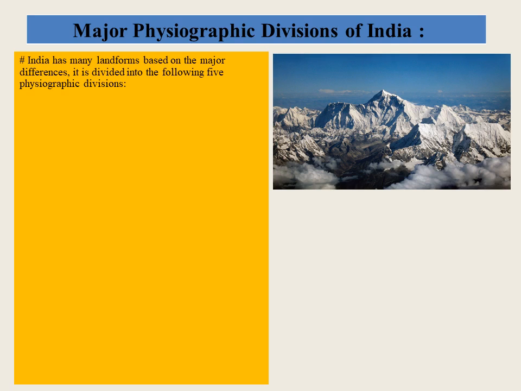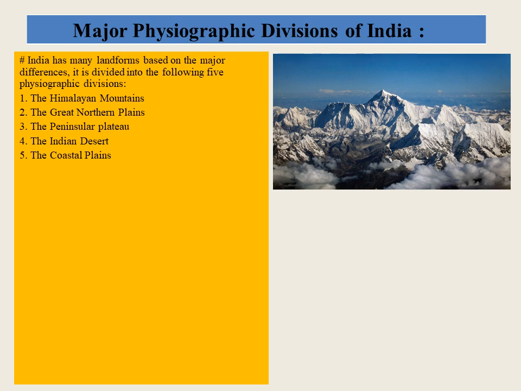It is divided into the following geographic divisions. The first one is the northern mountains, meaning the Himalayan mountains. The second one is the northern plains. We are going to call that the Great Northern Plains. The third is the peninsular plateau. The fourth one is the Indian desert. The fifth one is the coastal plains. The sixth one is the highlands.